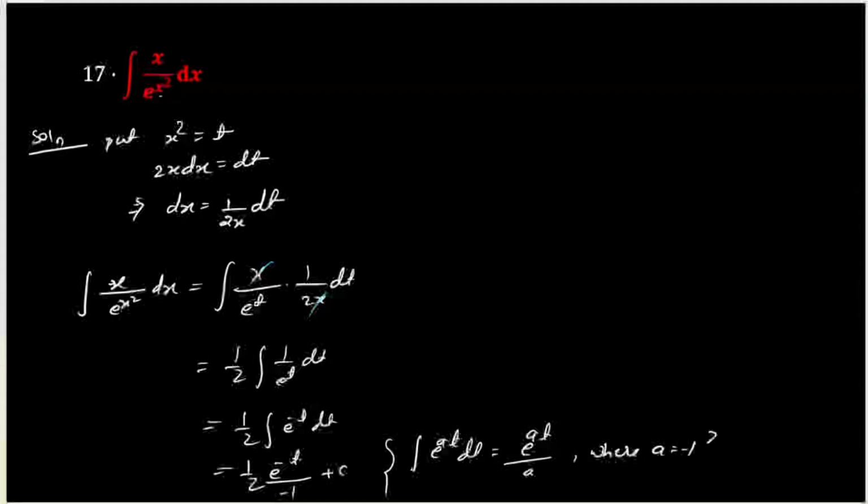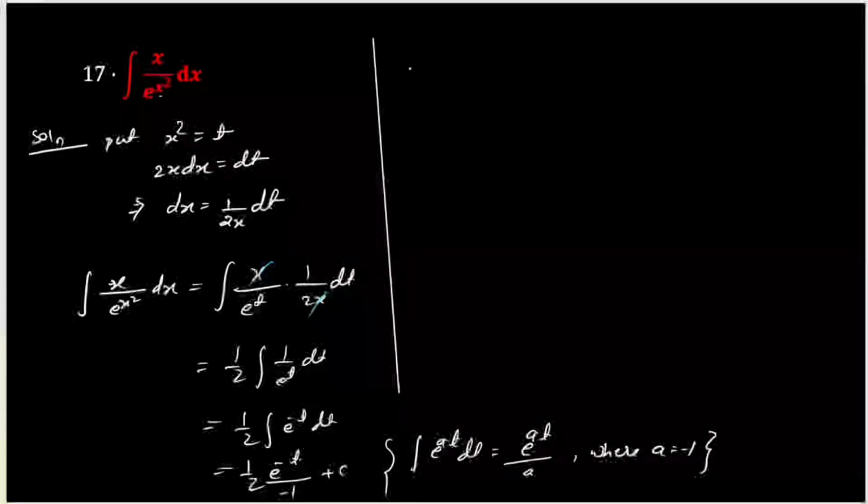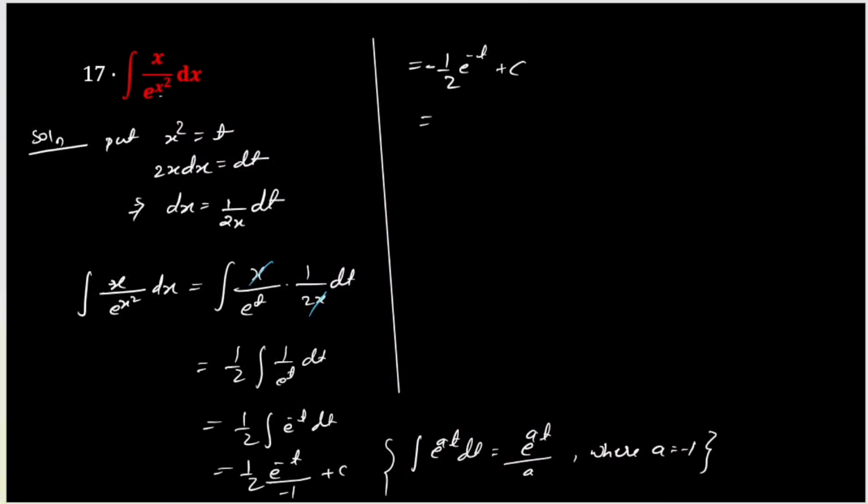Integrating, we get minus 1 by 2 power minus x squared plus c, also it can be written as minus 1 by 2 into 1 by e power x squared plus c. This is your answer.